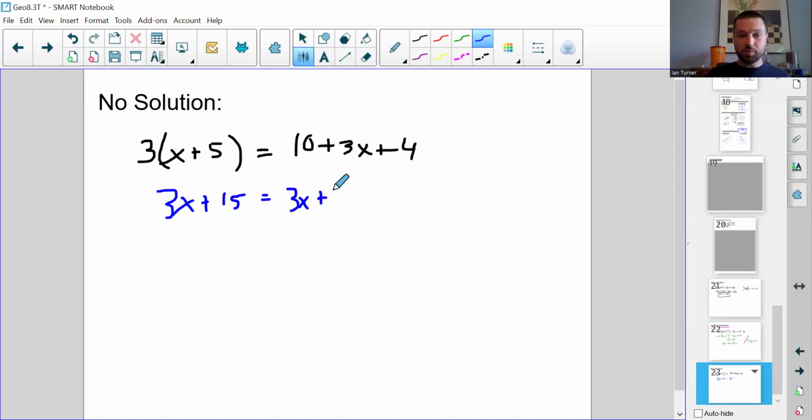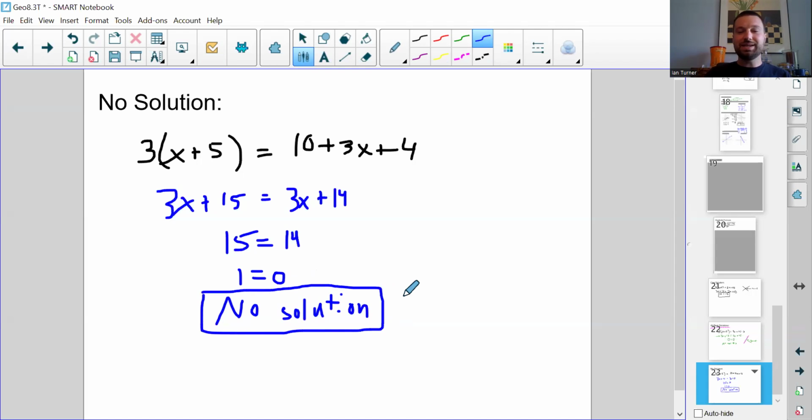So here's what we end up with here. If we simplify this one, the 3x's are going to cancel, so we get 15 equals 14, right? And you could stop there, or you could keep going and say 1 equals 0. So you can see, well, that doesn't make sense. 15 doesn't equal 14, 1 does not equal 0. So this would be no solution. Again, you need to write that out. Next year you need to be able to write no solution and realize that it's no solution.